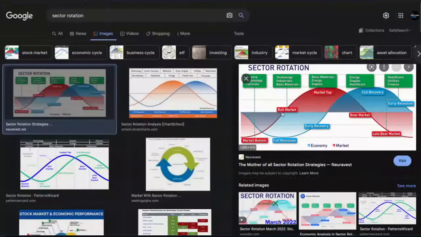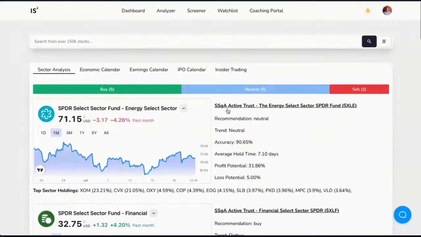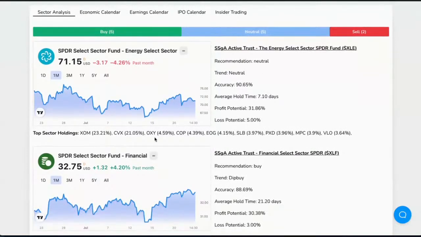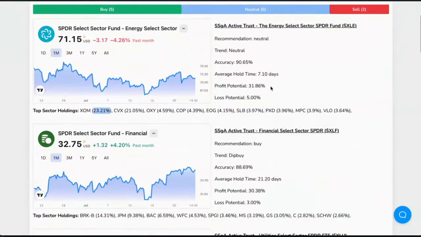But anyways, once we identify what sectors are performing well right now, we can go into the Impeccable Stock software, find those sectors. Let's say energy is doing well right now. We're in a hot market for that. What are the top stocks in this sector? Okay, we have XOM, which makes up 23.2% of this sector ETF's holdings. So we have XOM, we have CVX, OXY, KOP. These show the top 10 holdings for this ETF and for this sector.